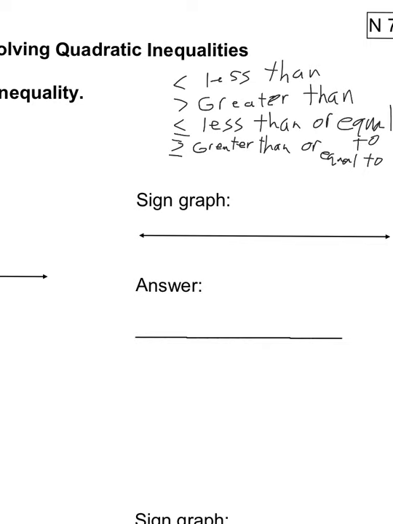Okay, with our less thans and greater thans, they'll have open circles because they are not inclusive. That means they don't include the point. With our less than or equal to or greater than or equal to, it'll be a colored in circle when we plot or graph it because it includes that point.